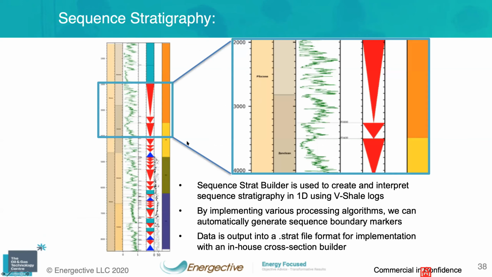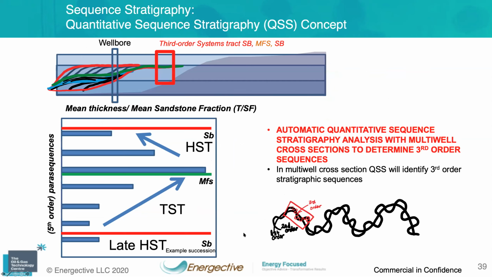So here's just an example. Here's our V-shale log and some sequence stratigraphic interpretations. What we're using is this quantitative sequence stratigraphy. So we are calculating it. It's mathematical. It's run as we're processing our data set. So as we're picking maximum flooding surfaces and sequence boundaries.